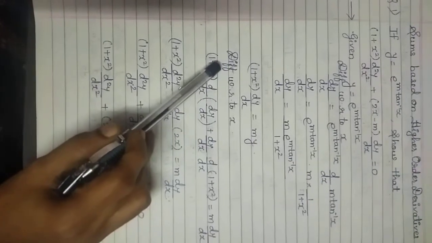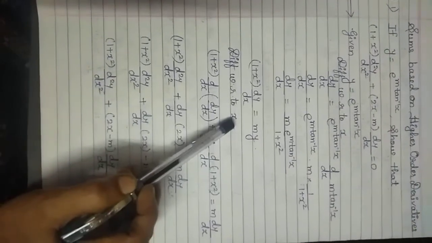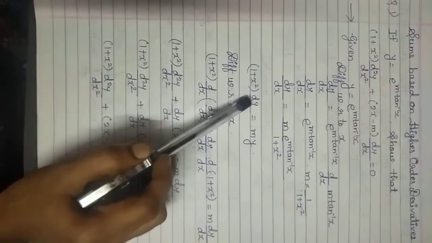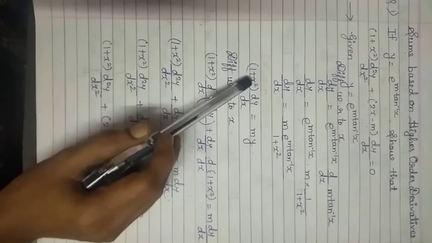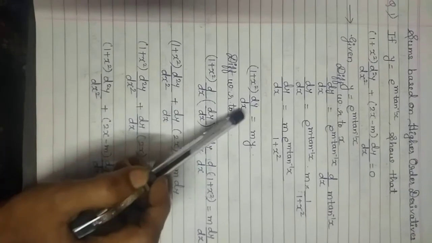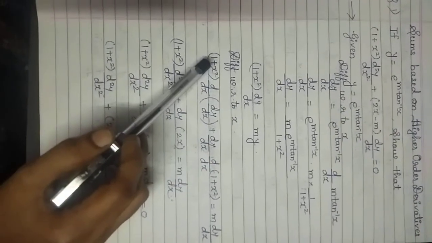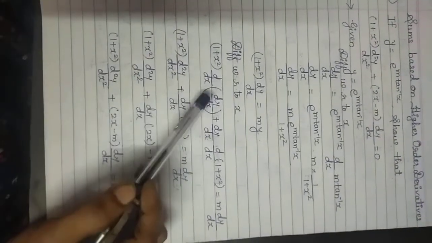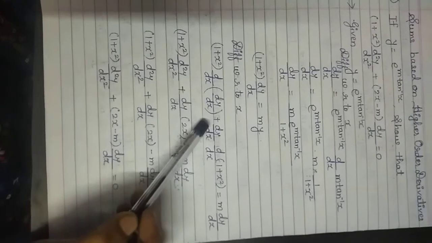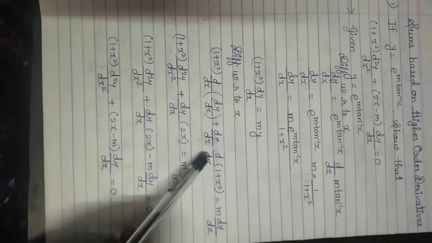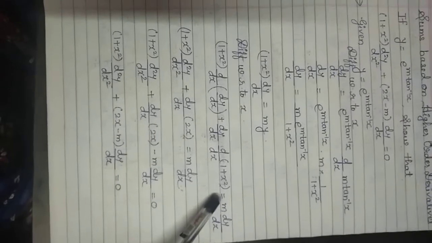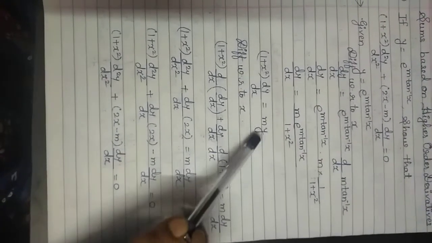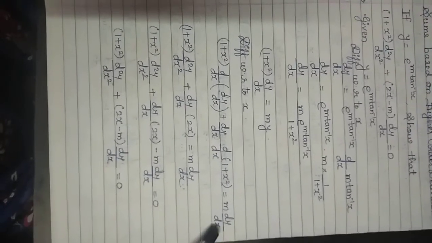So we will differentiate this with respect to x. Now to the left hand side we will apply u into v rule by considering 1 plus x square as u and dy by dx as v. So by using u into v rule, we will get 1 plus x square into derivative of dy by dx plus dy by dx into derivative of 1 plus x square is equal to, here m is constant and derivative of y with respect to x is dy by dx.